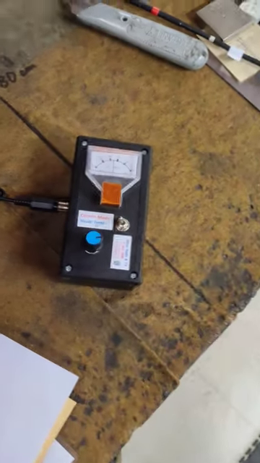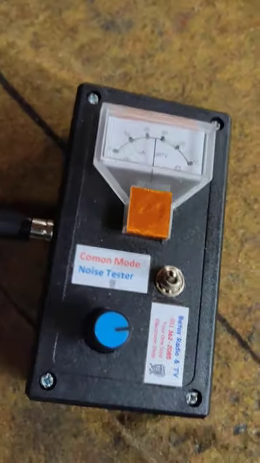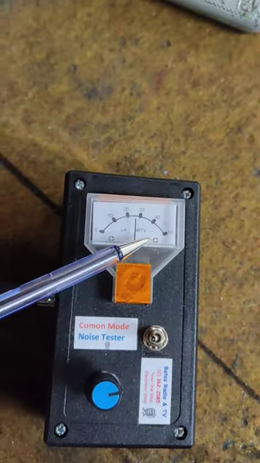Okay, now it's connected. Now you can actually see, from 50, it has gone to about 20 something, 28 or so.